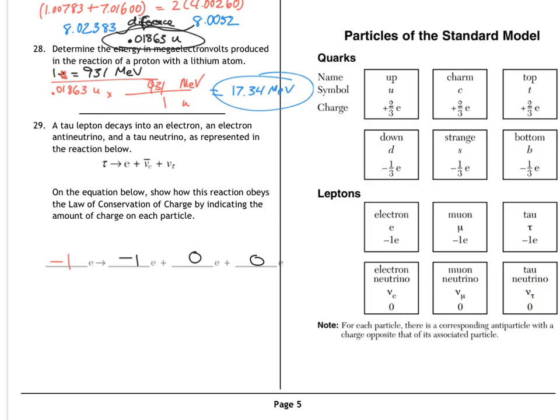Now, the way that this shows the law of conservation is that we have a total of -1 on the left and a total of -1 on the right.